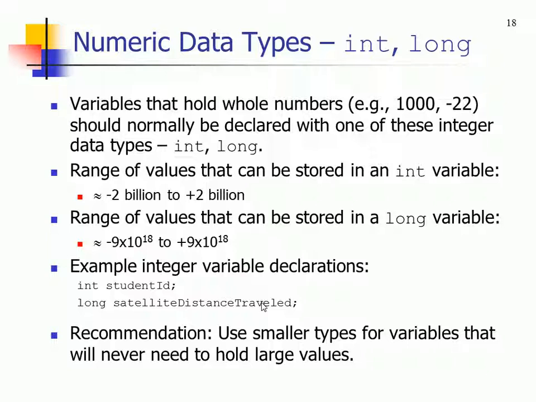Here are some examples. Student ID, integer. Our student IDs are 7 digits long. Would an integer be an okay data type to hold our student IDs? Even if they went to 8, we'd still fit. We'd have to have a lot of students before we ran out of digits. How about satellite distance traveled?